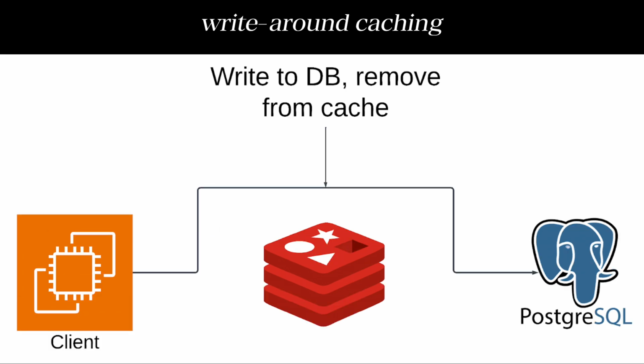Next, we have write-around caching. Writes go straight to the database, and the cache is only updated when the data is read again later. This avoids filling the cache with new data that might never be read, but it does mean that the first time somebody reads that data, it is slower because we have to repopulate the cache with the data.